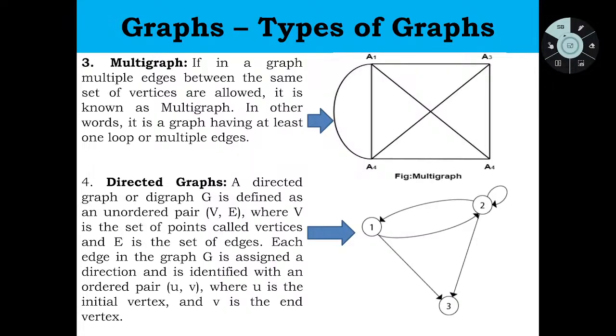How can you say that it is a directed graph? Because there is an arrow. Direction undi kanaka it is a directed graph. Direction lekapothe adi undirected graph. Okay na? Complete this one fast.